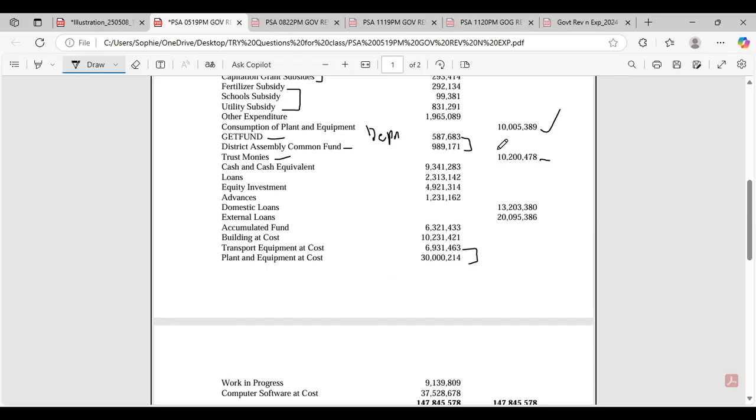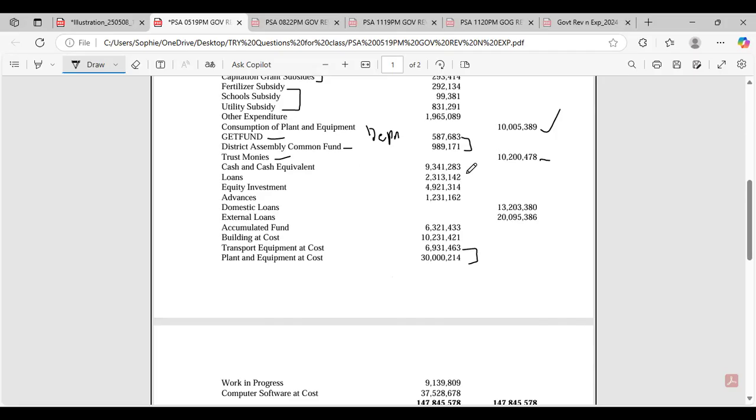Trust monies are like, let's say, Social Security and National Insurance Trust. The money we are paying towards our retirement and government is keeping. It's not for the government, it's for us. So if government has it in its books, it is a liability because in future, government will have to pay it to us. So the position is at the credit side. It's a liability. Okay, let's continue.